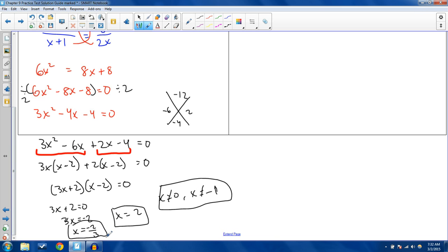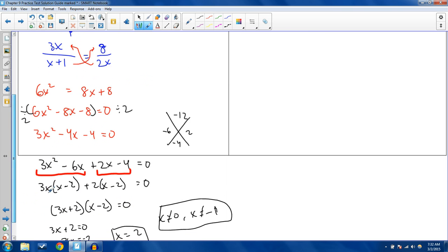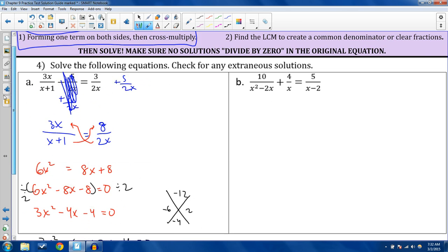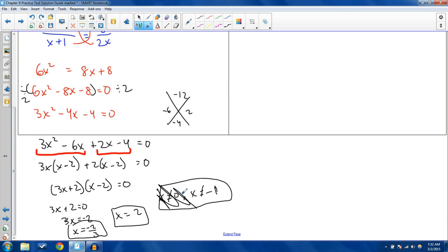Another way you can do that is substitute negative 2/3 or check. If I substitute negative 2/3 into the original equation, do I get 0 on the bottom? No. If I substitute, was it 2? If I substitute 2 into the original equation, do I get 0 on the bottom? No. So these are not extraneous solutions. Right here, these are correct answers. There they are.